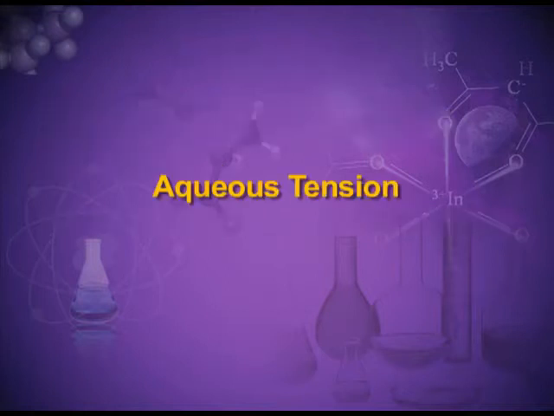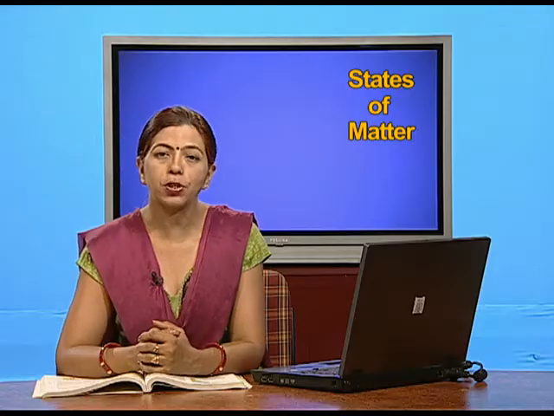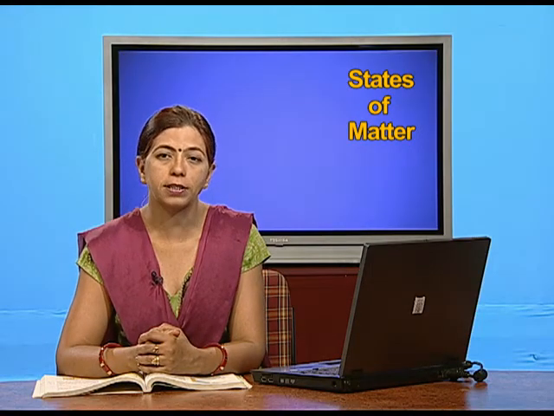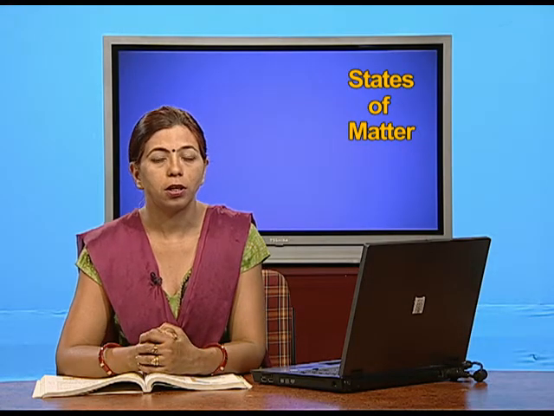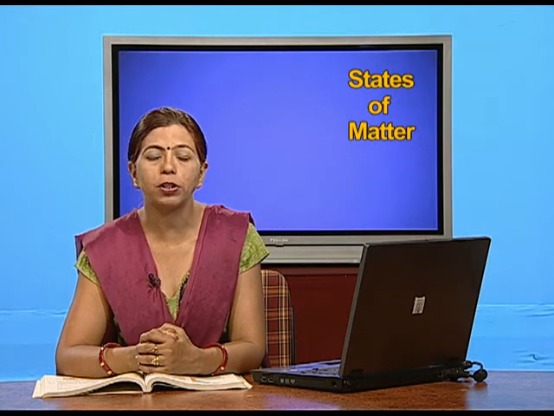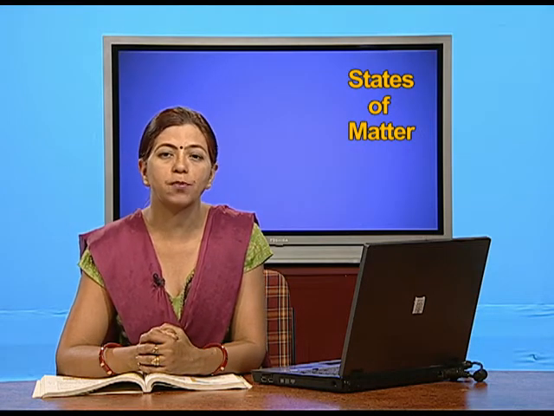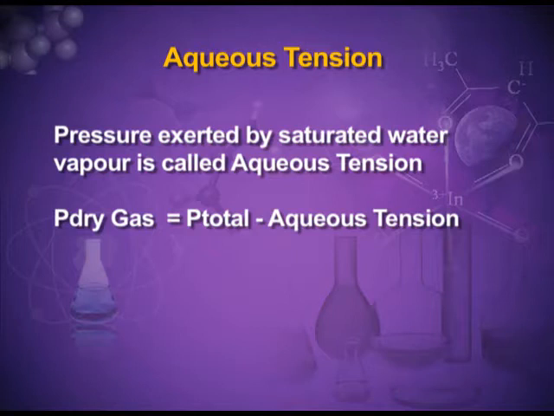Now, the aqueous tension. Aqueous tension is the pressure exerted by the moisture. When we collect a gas over water, the gas becomes moist. Then the total pressure also includes the aqueous tension. If we want to find out the pressure of the dry gas, then the pressure of the dry gas is equal to P total minus aqueous tension.